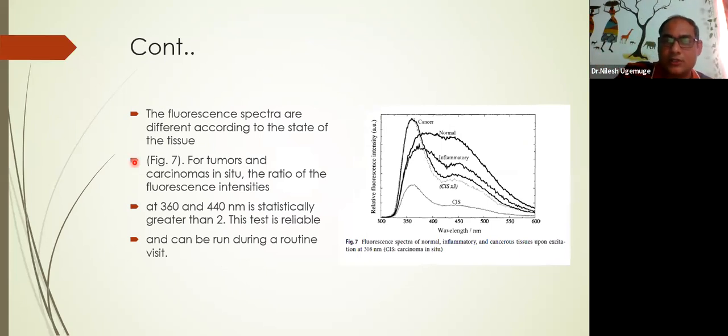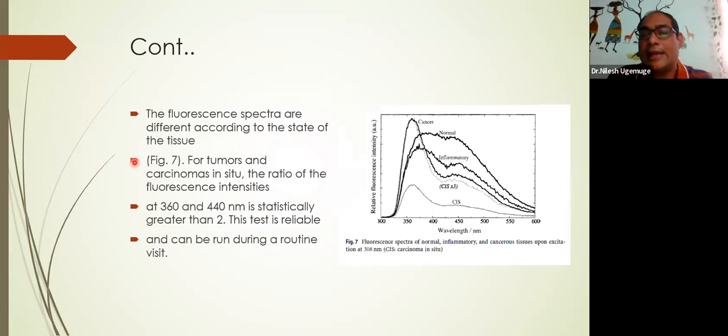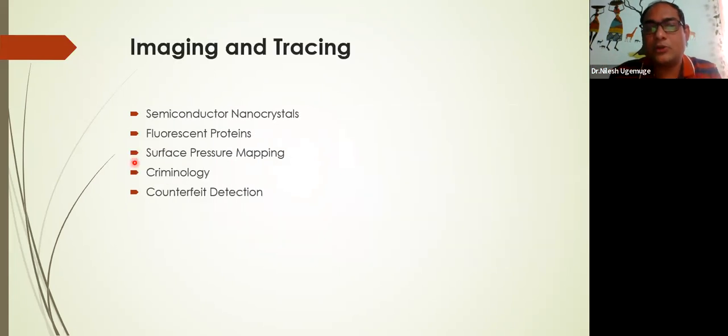So this is the fluorescence spectra of normal, inflammatory and cancerous tissue upon excitation at 308 nanometer. On the basis of these spectra, anyone can analyze what kind of cancer cells are there. This is again one of the beautiful examples of this field. Then again, imaging and tracing. Semiconductor nanocrystals are being developed by many people for imaging and tracing. Fluorescence proteins also, I'll be showing some pictures about fluorescence protein. Surface pressure mapping, criminology, some applications in criminology, and counterfeit detection, as I told you already.